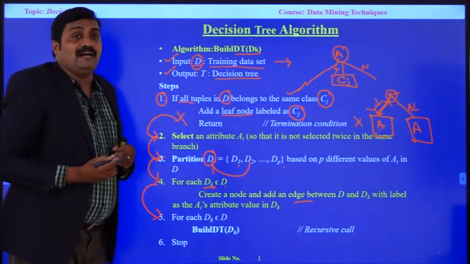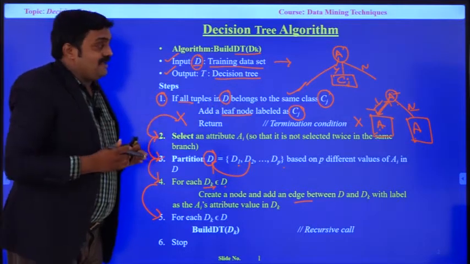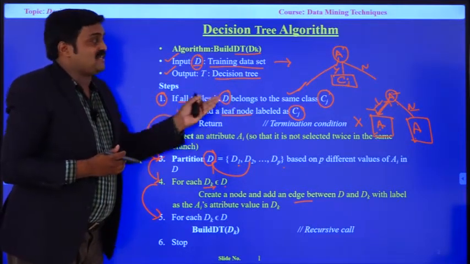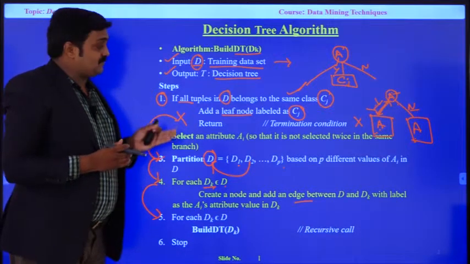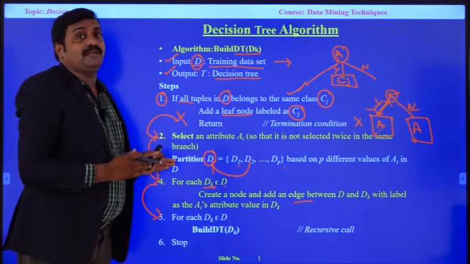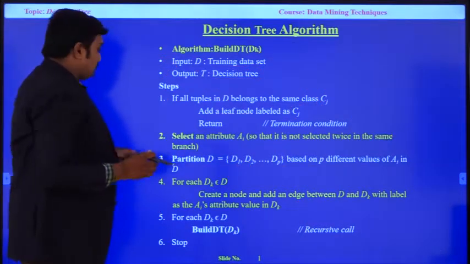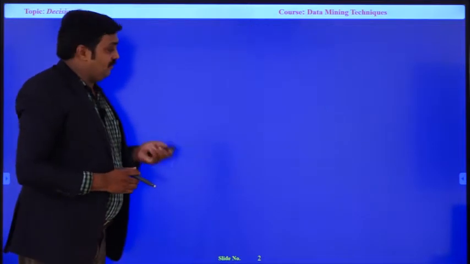So finally we will get the decision tree with the root node, n number of internal nodes, and yes and no as example. Yes and no are the classes. This is the basic procedure of how we are going to construct a decision tree.